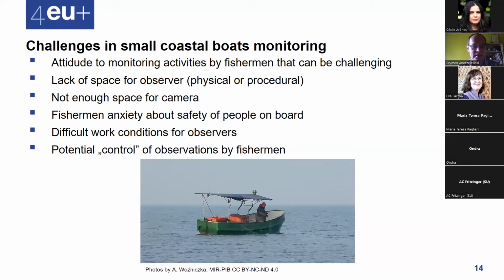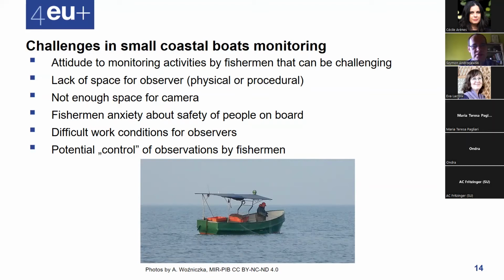In this case, some other, let's say, interests of this occupational group need to be considered. For example, it's difficult to work together with this on such boats. It's difficult to find enough space for an observer. It's not impossible to find a space for a camera, and of course there can be potential control because of observation by a fisherman, because maybe there are some aspects that they don't want to show to the researchers. So during creating and designing a citizen science project, it needs to be considered.